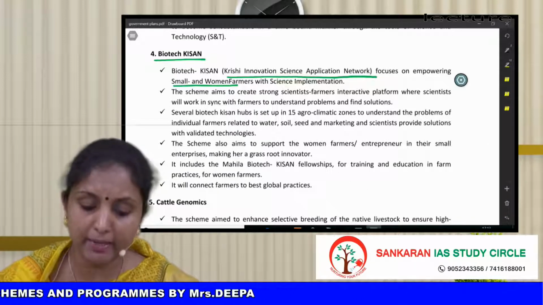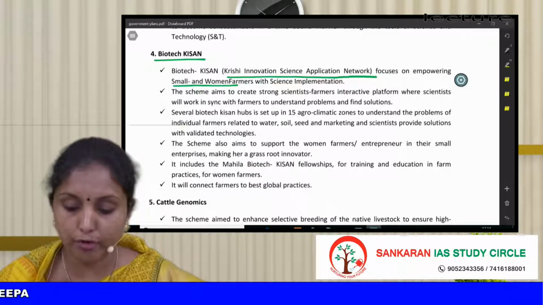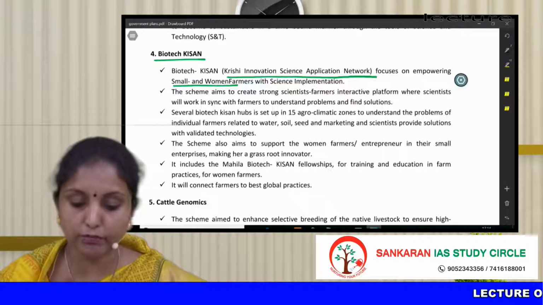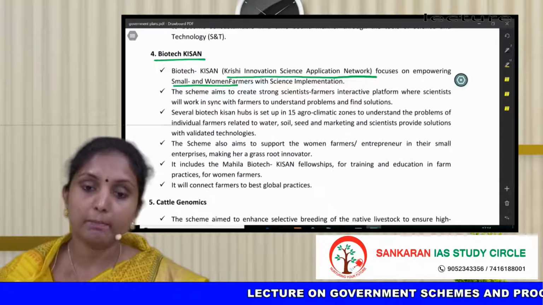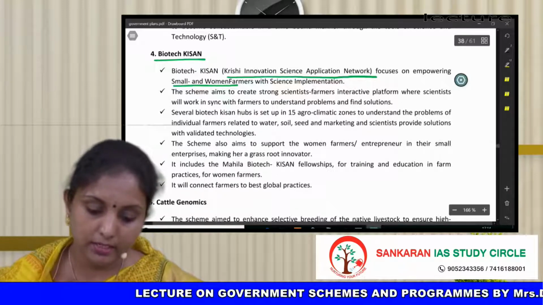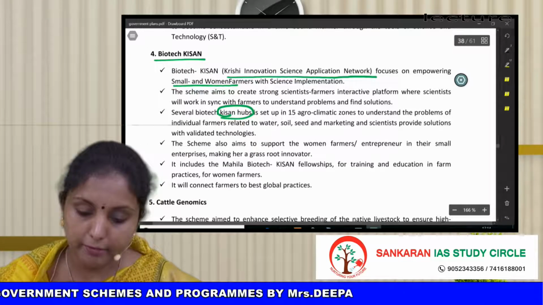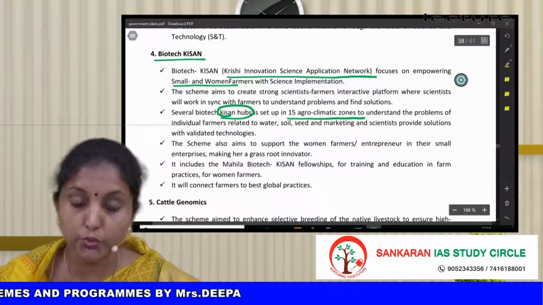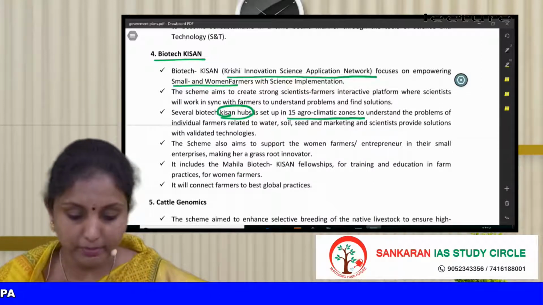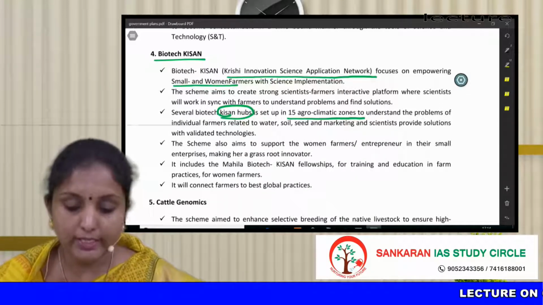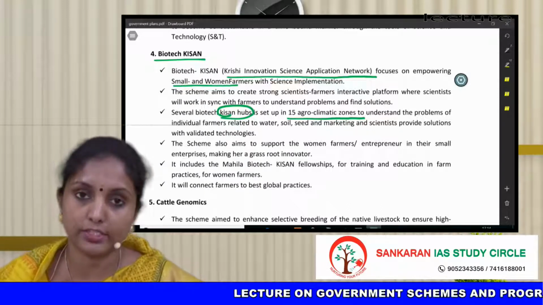The scheme aims to create a strong scientist-farmer interactive platform where scientists will work in sync with farmers to understand problems and find solutions. Several Biotech Kisan hubs, Kisan hubs, it's related to this Biotech Kisan. Okay. Set up in 15 agroclimatic zones to understand problems. What problems? The problems related to the farmers. Water, soil, seed, marketing, and scientists provide solutions with validated technologies.